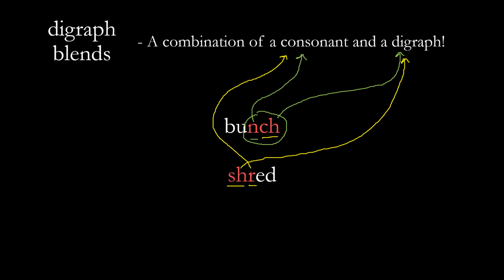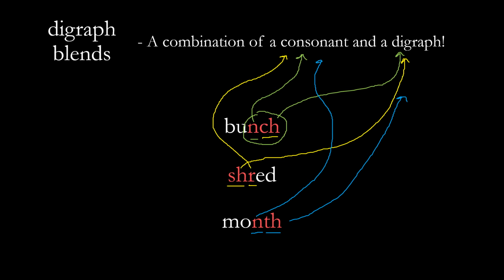Okay, so there are 3 different things here. And here's another example. Month. Month. Well, TH, we know, is the digraph. Okay, and the N is just a consonant that's attached to it. Okay, so here are 3 examples of a digraph blend. Bunch, shred, month. Okay, let's move on.